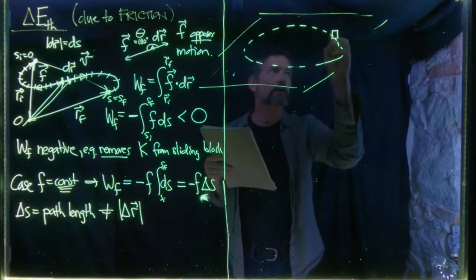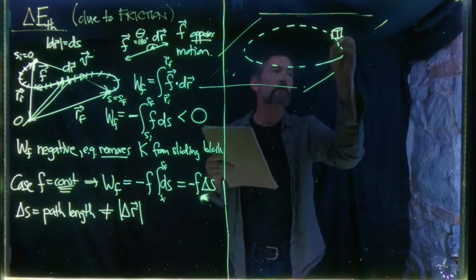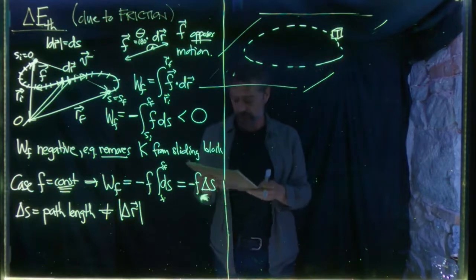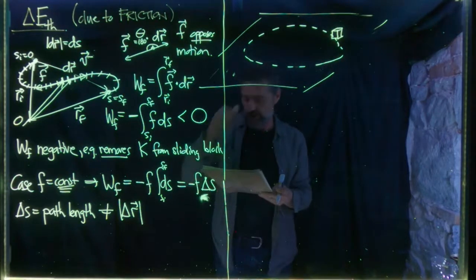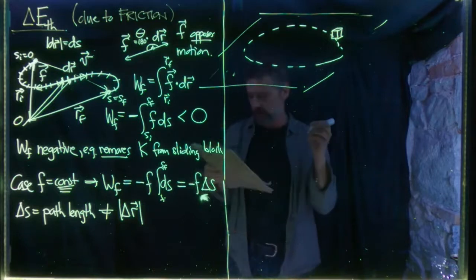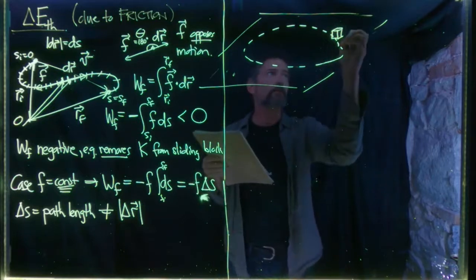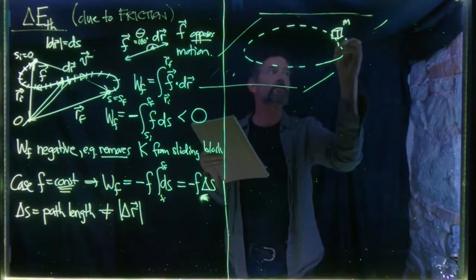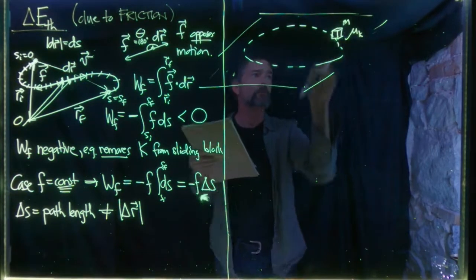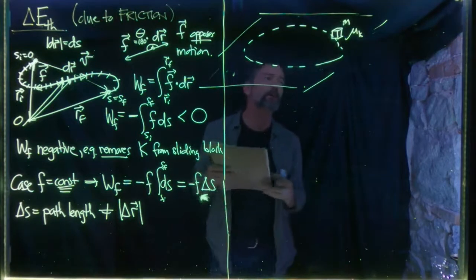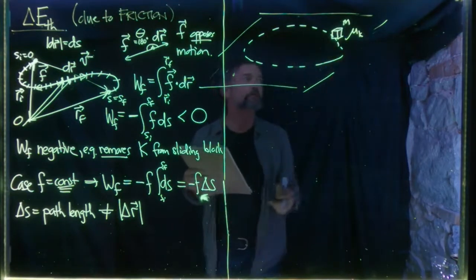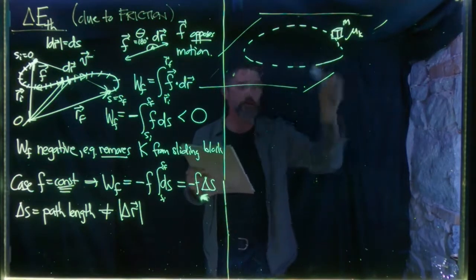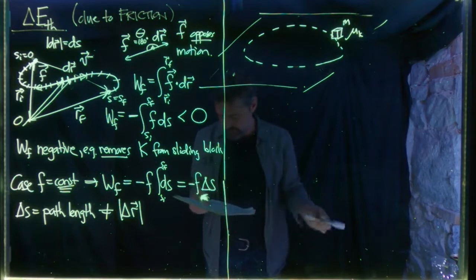And the idea is that we've got a block, and that block is sitting on the tabletop. And there is a coefficient of kinetic friction. Let's put it over here. The block has some mass m, and there's a coefficient of kinetic friction between the bottom of the block and the top of the table. And so when that block moves, there's going to be a force of kinetic friction opposing its motion. Okay, so we got that.